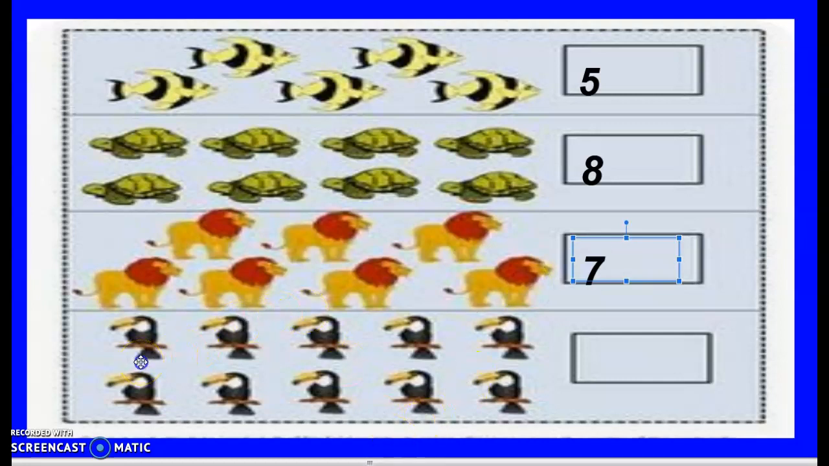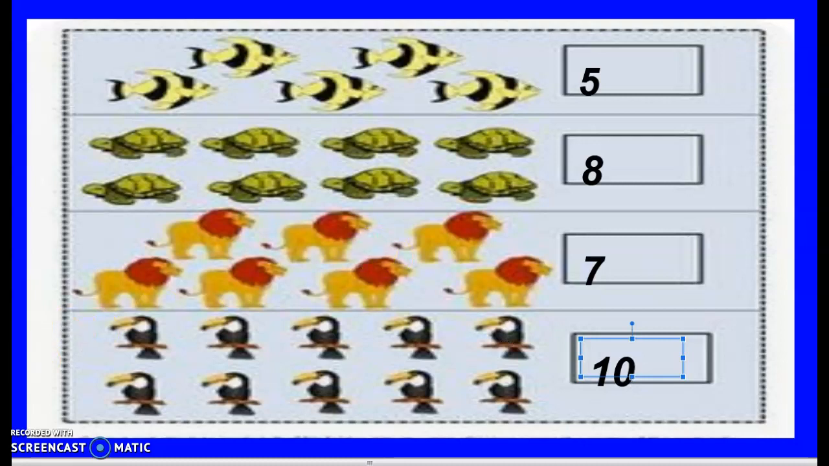Come on, how many birds are there? Count. 1, 2, 3, 4, 5, 6, 7, 8, 9, 10. So how many birds are there, children? There are 10 birds. So 1, 0, 10.